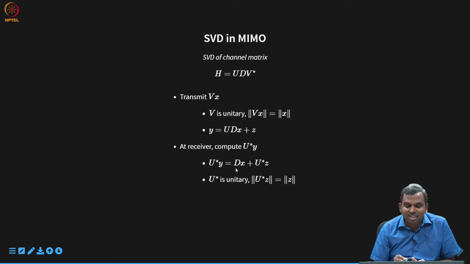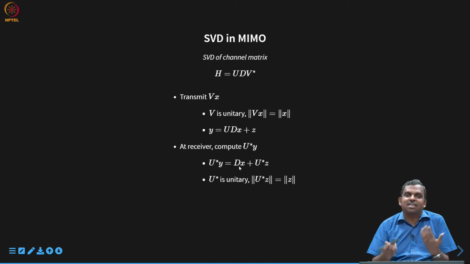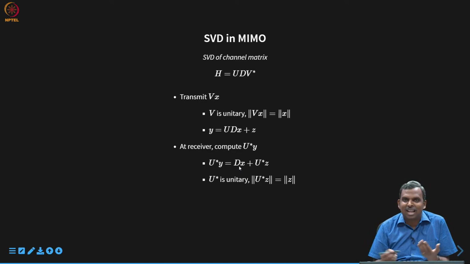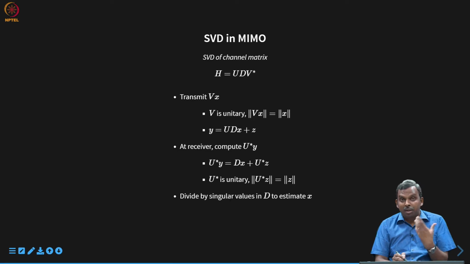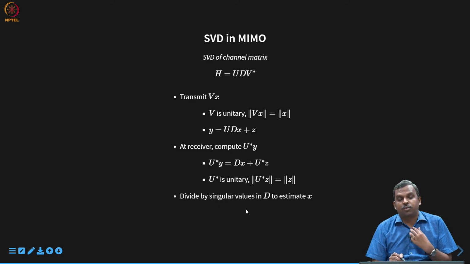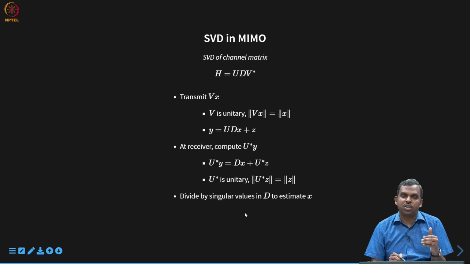And what you're left with is just dx. What is dx? It's a diagonal operator, and you can divide by the singular values in D to estimate X. So this turns out to be one of the optimal ways of receiving Y equals Hx plus Z, as in finding out X from Y equals Hx plus Z. And this gives tremendous intuition to engineers on how to design systems on the ground and how to build receivers to receive wireless transmissions.